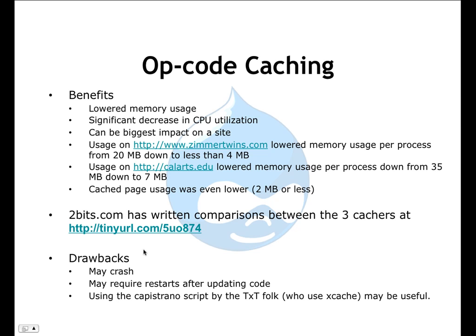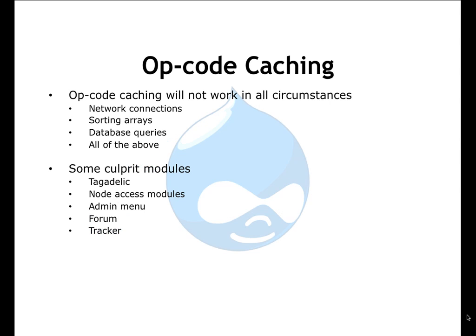There are some drawbacks in that it can crash once in a while, and it also might require restarts after you update your code. The This By Them folk have a Capistrano script that would be really useful for all of this. And opcode caching won't work in all circumstances. So if you have code that is going through data network connections, so if it's calling on the Digg API or YouTube's API, or if it's sorting arrays, or if it's doing database queries, it's not going to work. And prior culprit modules have included Tagadelic and the Node Access modules and a few of the others that I've mentioned. But there have been problems in the past. I'm not sure about now. So if they're not problems anymore, I'm sorry.